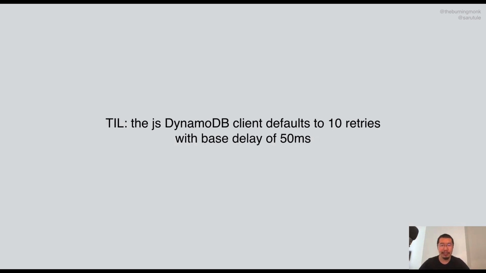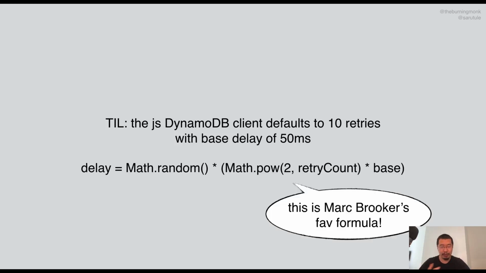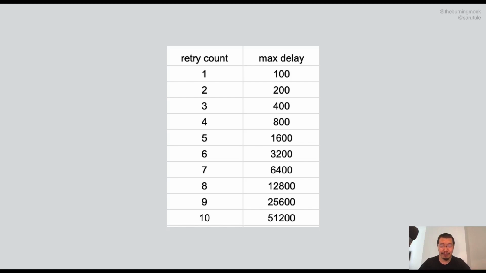And when you dig into it, it turns out that the DynamoDB client for JavaScript defaults to a maximum of 10 retries, with an exponential backoff starting at 50 milliseconds. And the delay between every retry is calculated using this formula, which Mark Brooker, who is a senior principal engineer at AWS, professed at the last re:Invent is his favorite formula of all time. So when you do the maths and calculate the maximum delay between every retry, you can see that that delay alone can easily push you over 6 seconds if you just get a couple of throttled exceptions in a row. So it's no wonder that our function timed out.